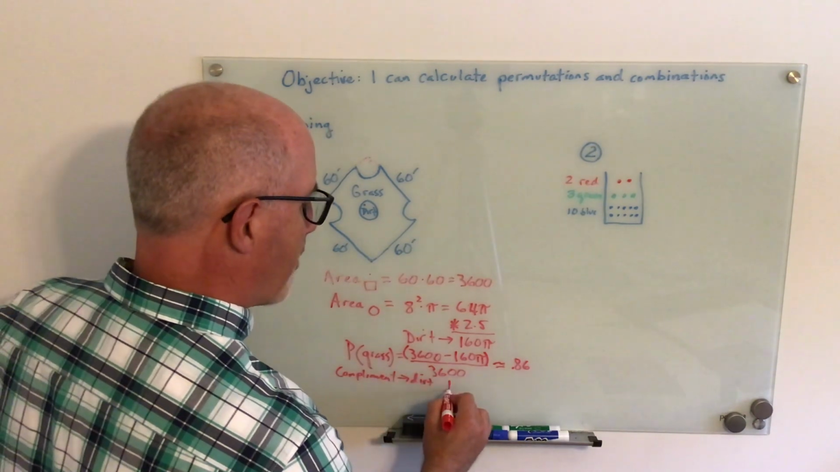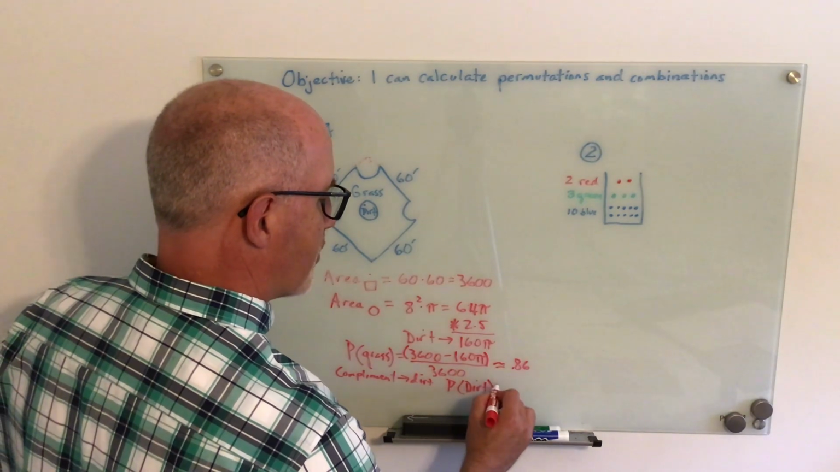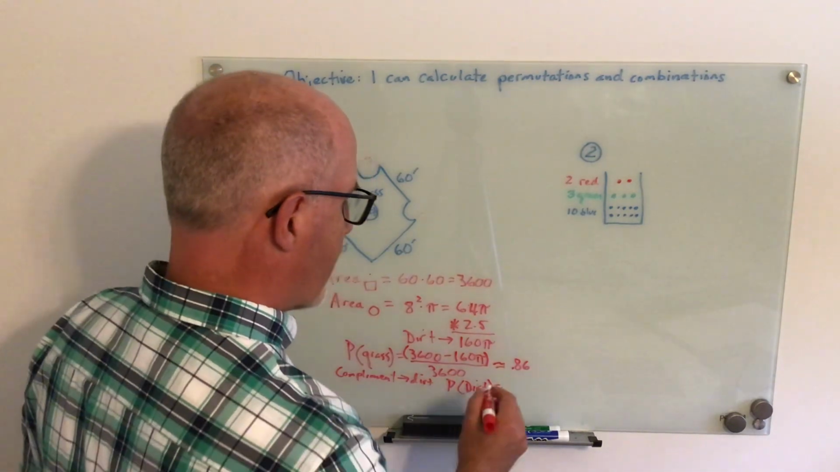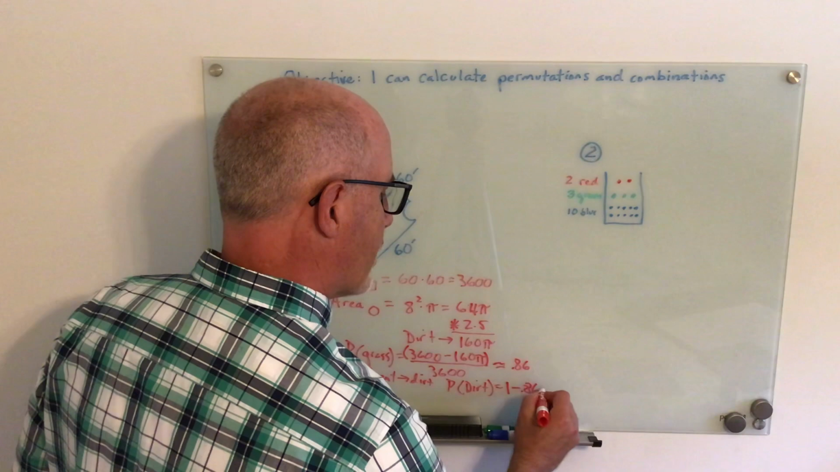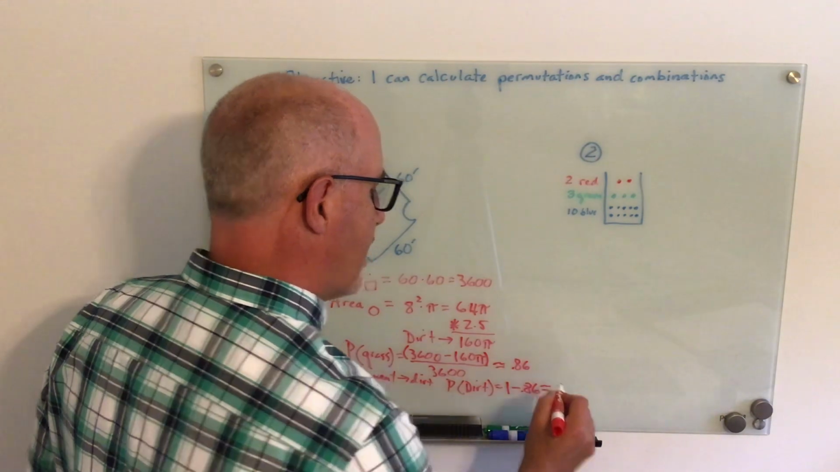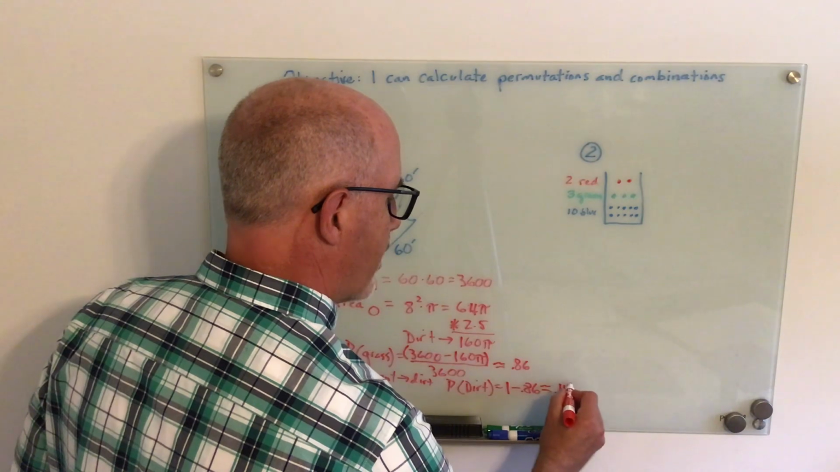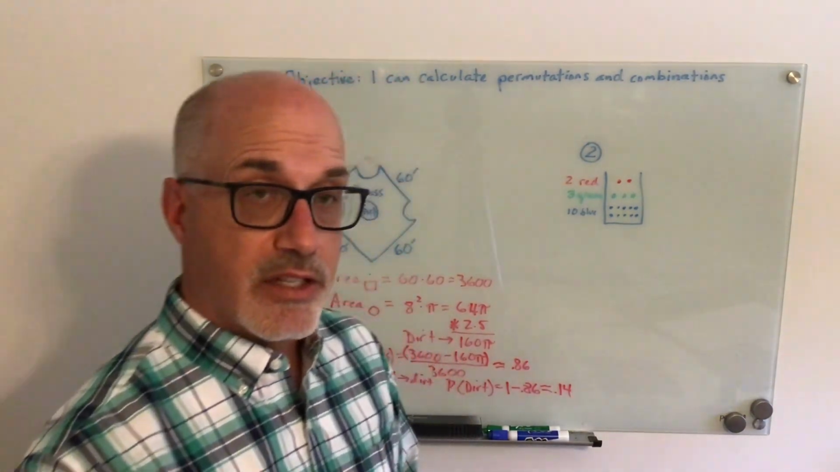So if we want the probability of it landing in the dirt, which it doesn't ask you, so if you didn't answer this question, that's fine. The complement is landing in the dirt. You're going to do 1 minus landing in the grass, and that turns out to be 0.14 for its probability of landing in the dirt.